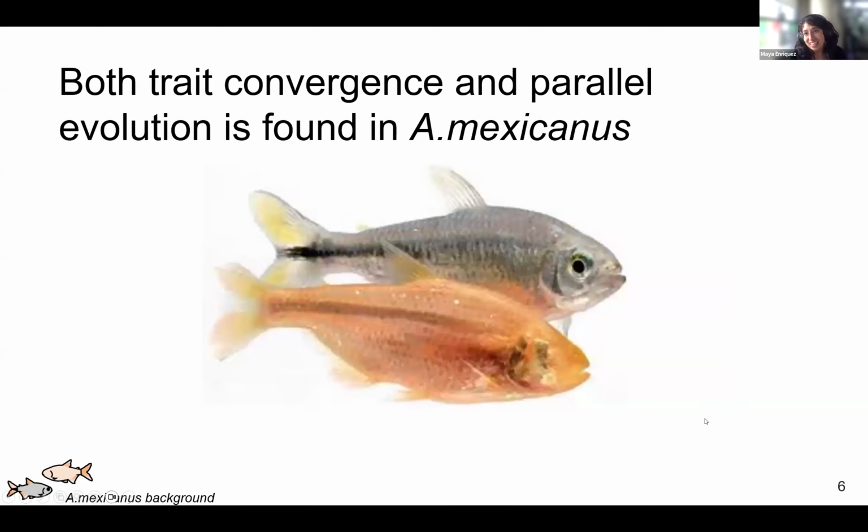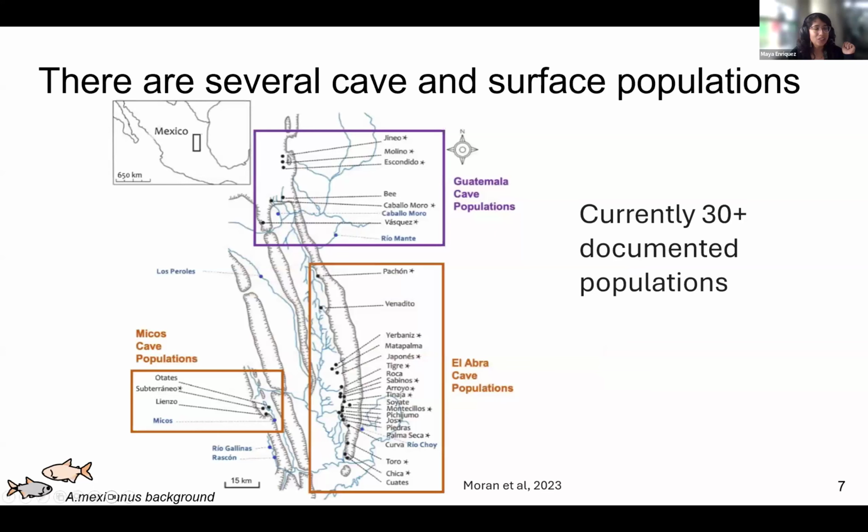So in Astyanax mexicanus, we have both trait convergence and parallel evolution. This is a species that has two very distinct forms. We have a surface and a cave form, and you can see that even though they're very different, they're actually the same species, and they can hybridize and produce fertile offspring. What's great about this species is that there are several cave and surface populations. There are currently about 30 plus documented populations that live in the central eastern portion of Mexico.